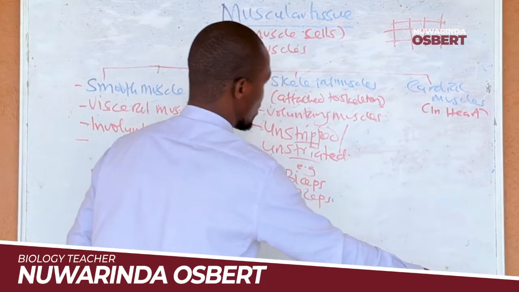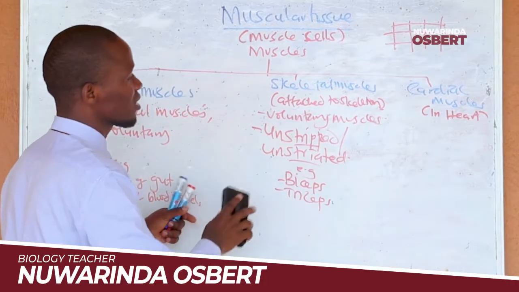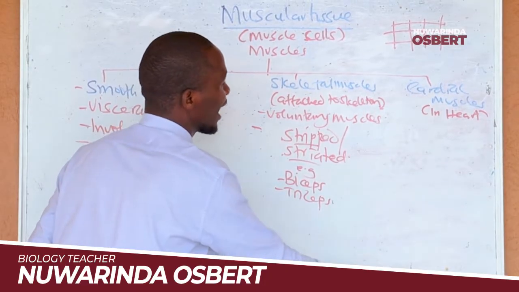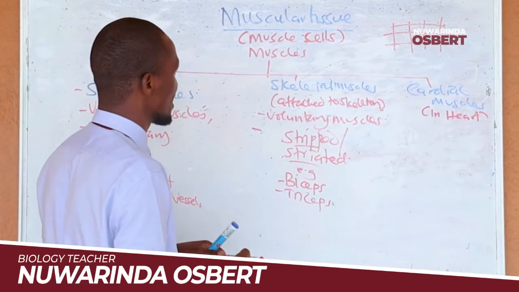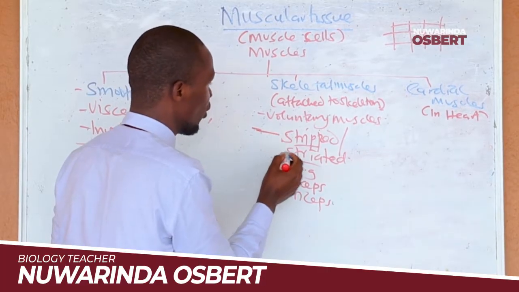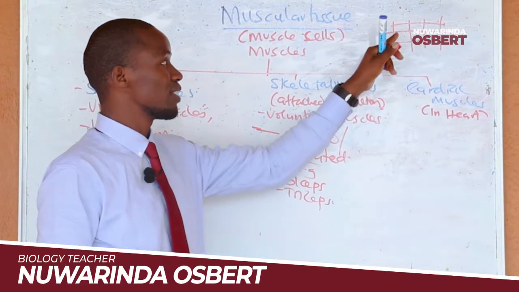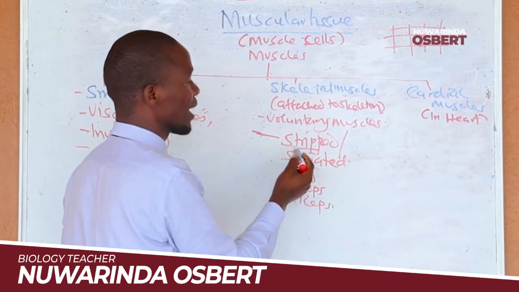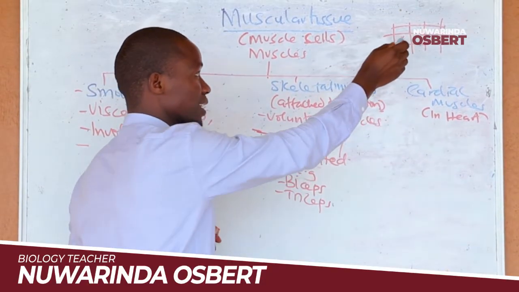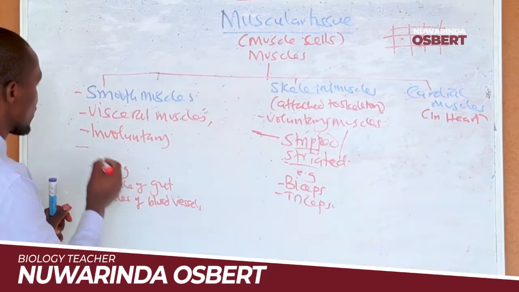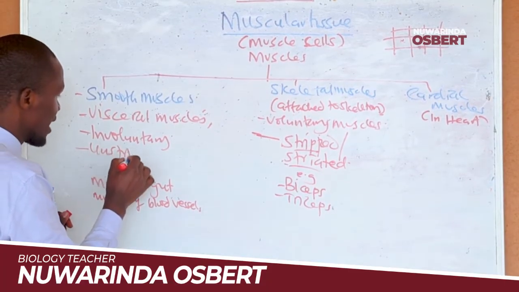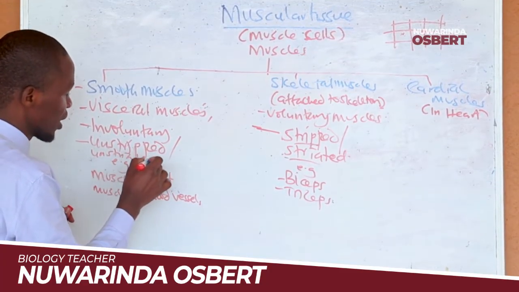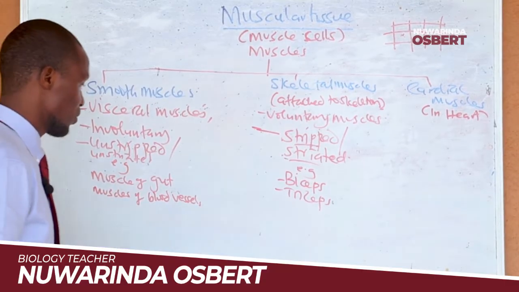Sorry, I think that was an error. I was saying skeletal muscles, these ones are striped. They have this appearance. So skeletal muscles are striped or striated. That was an error, I hope you have understood me. But unlike skeletal muscles, smooth muscles are unstriped, or unstriated. They don't have that kind of appearance.